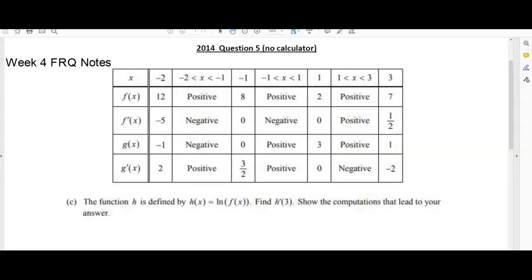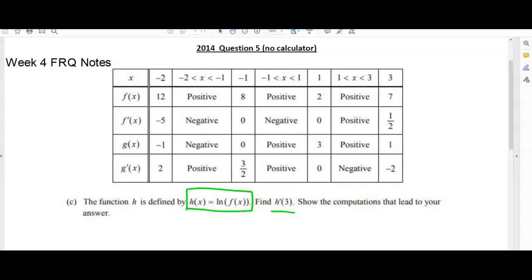We're doing 2014 question 5. This is a non-calculator question. We've got a table here that gives us various values of the functions f and g as well as their derivatives for certain points and intervals. Part C is telling us first of all that we have this function h, and our job is to find h prime of 3.